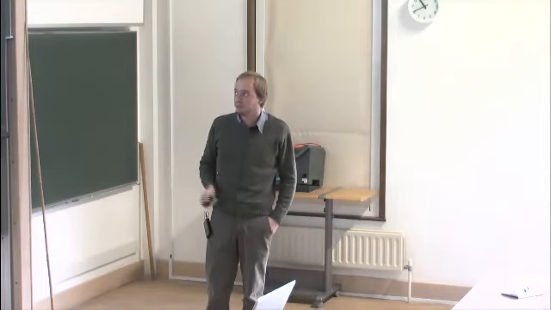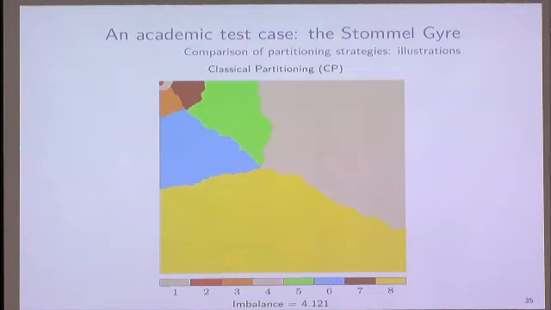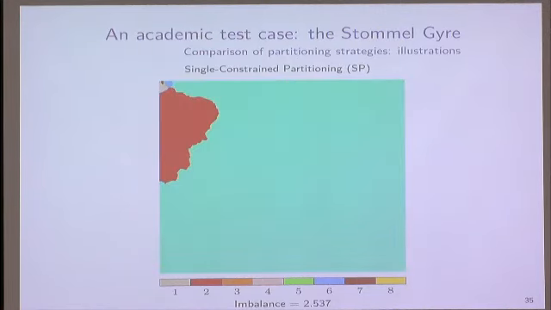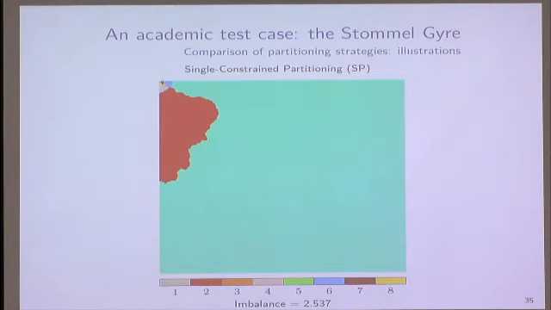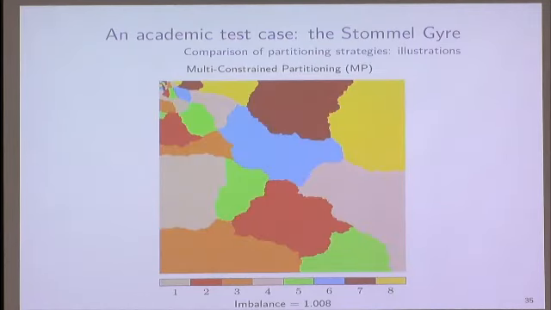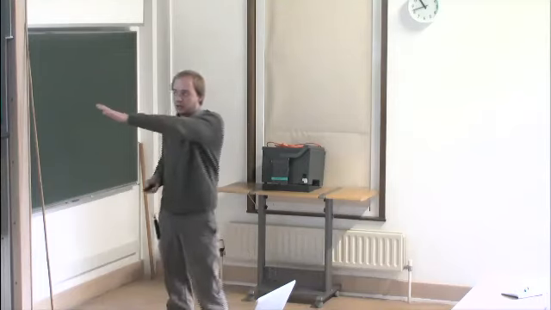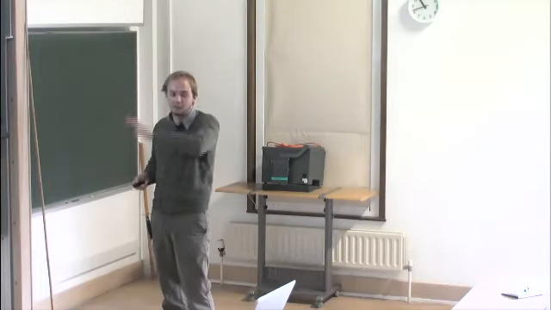So here are illustrations of the classical partitioning for 8 partitions. We see that here we had a bad imbalance for the multirate setup. With the single constraint, all these partitions are contiguous, but for the multi-constraint partitioning, we can find something with all the partitions really contiguous. But we have a very good load balance for computation.